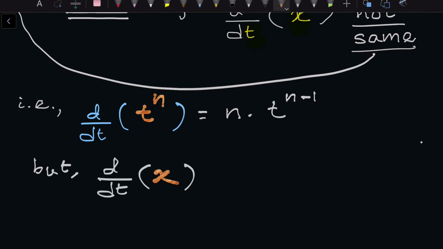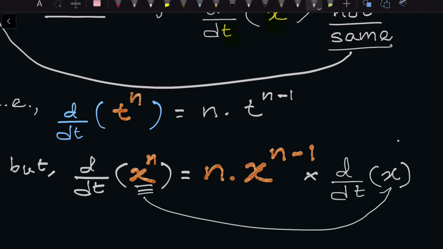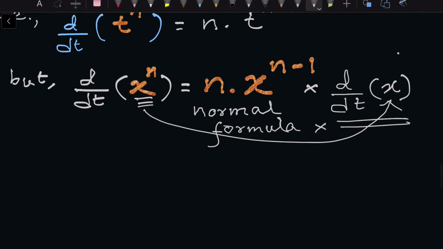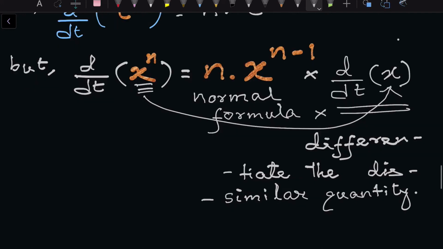But here d/dt of x to the power n gives n x to the power n minus 1, normal formula. But you have to do this extra, into d/dt of whatever is inside the bracket, that is x only. Whenever there are two different things, one normal formula applies, then into, just like chain rule, do d/dt of whatever is inside the bracket, when different quantities are there.